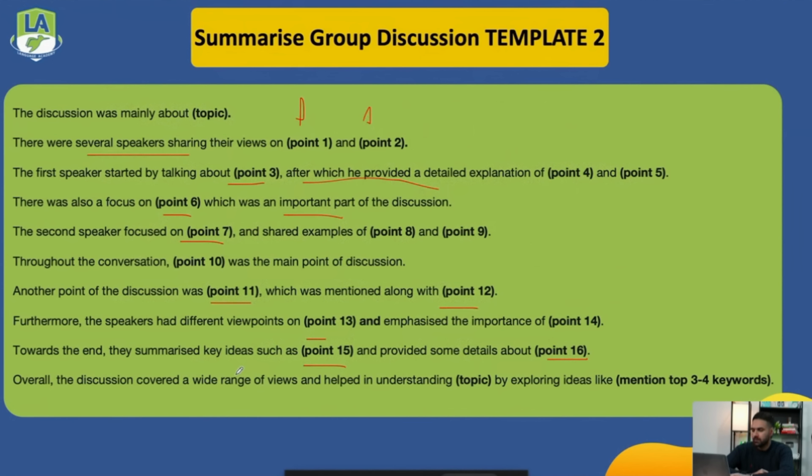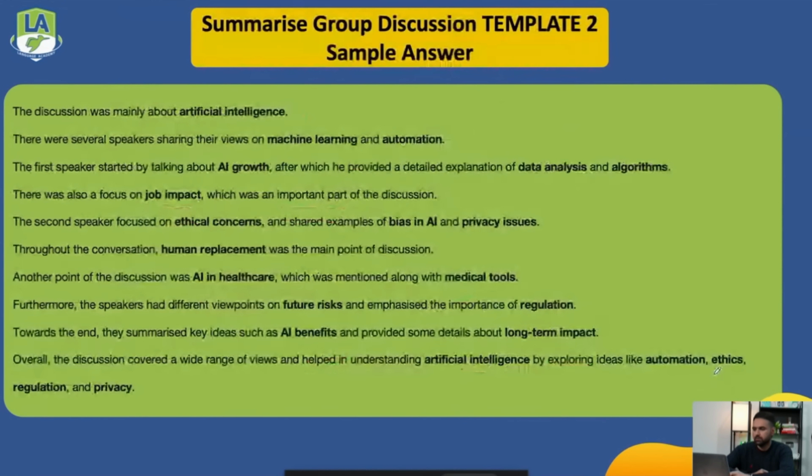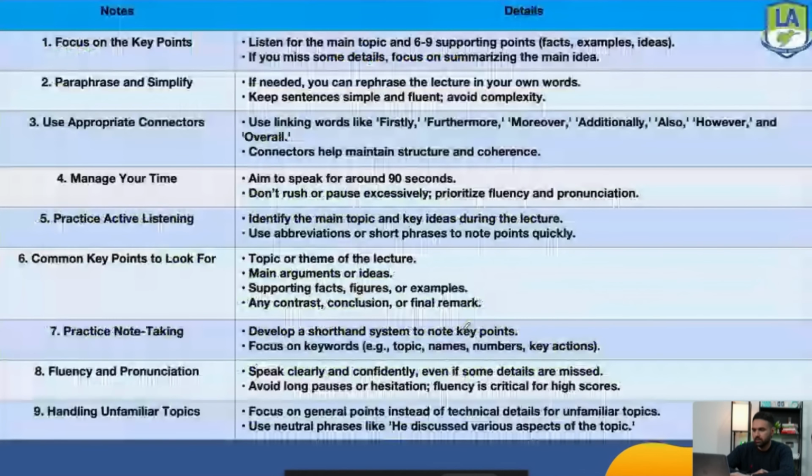Overall, the discussion covered a wide range of topics or views and helped in understanding the main topic by exploring ideas like 3 to 4 keywords. This is an example where I've just added a few single word keywords over here. Now, before we discuss a few more things, you need to have some points clear in your mind. The templates or structures which I've given you are just an overview and an example of how you can create your answer. If you find a few sentences or words difficult, you replace them using words you find easy.